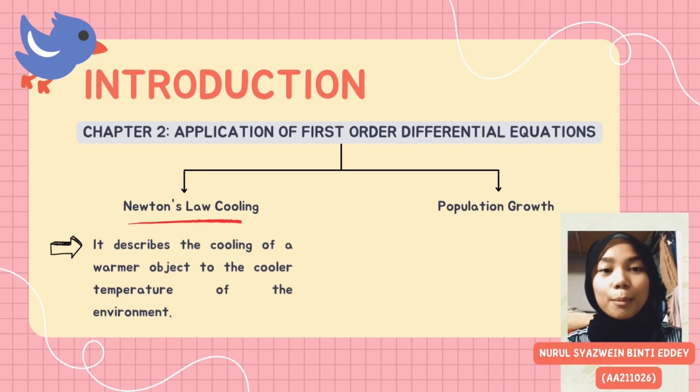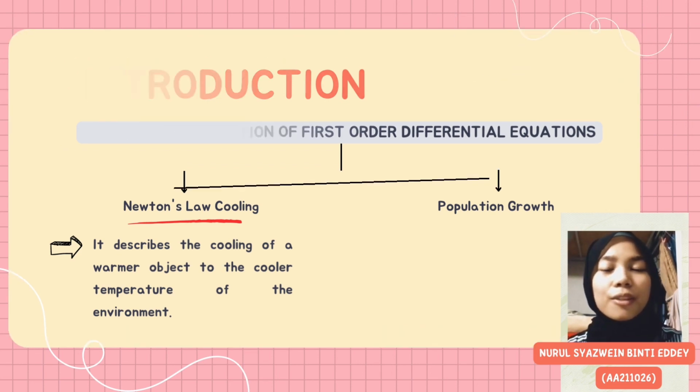DAU34403. Before reading the question, Chapter 2, which is application of first-order differential equation, is related to this problem. This chapter shows that the first-order differential equation can be applied to two examples: Newton's law of cooling and population growth. For this question, it is suitable to relate it to Newton's law of cooling. This law describes the cooling of a warmer object to the cooler temperature of the environment.